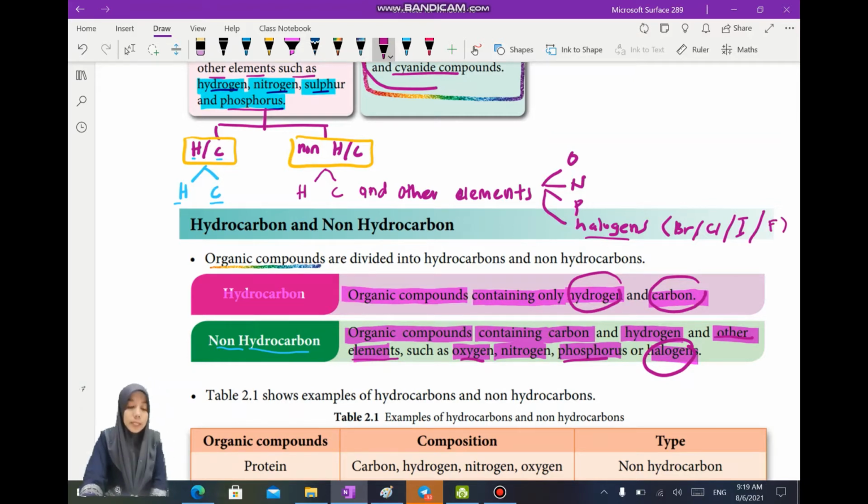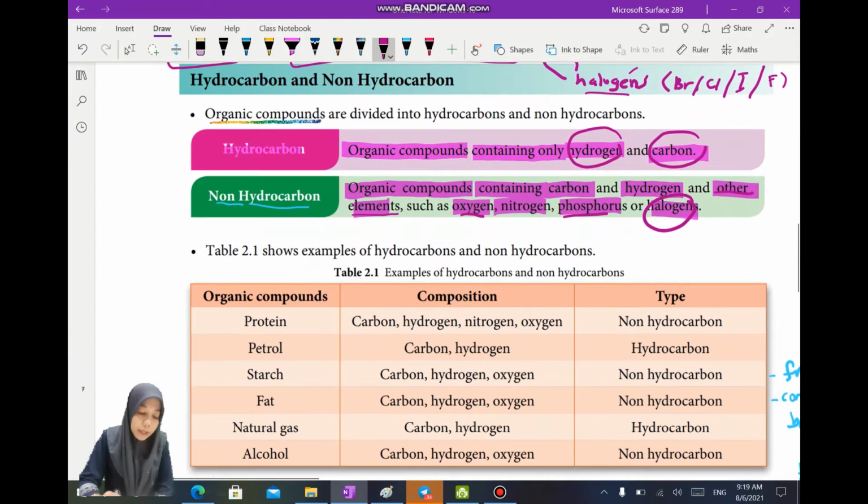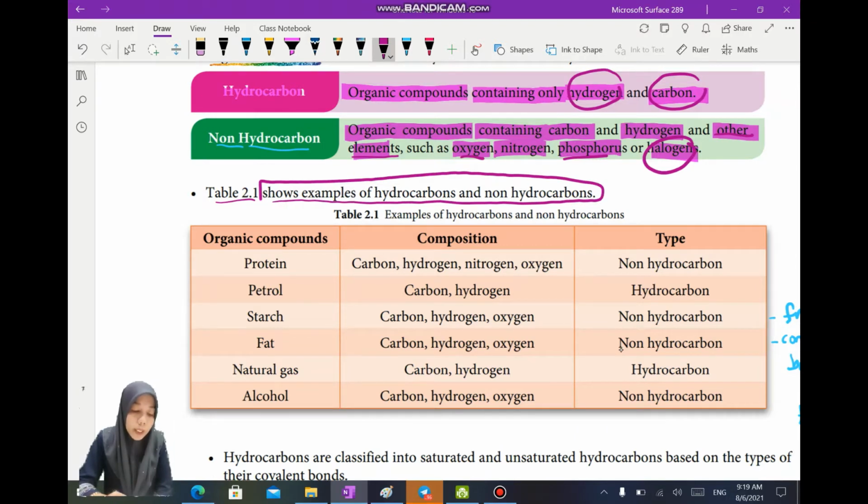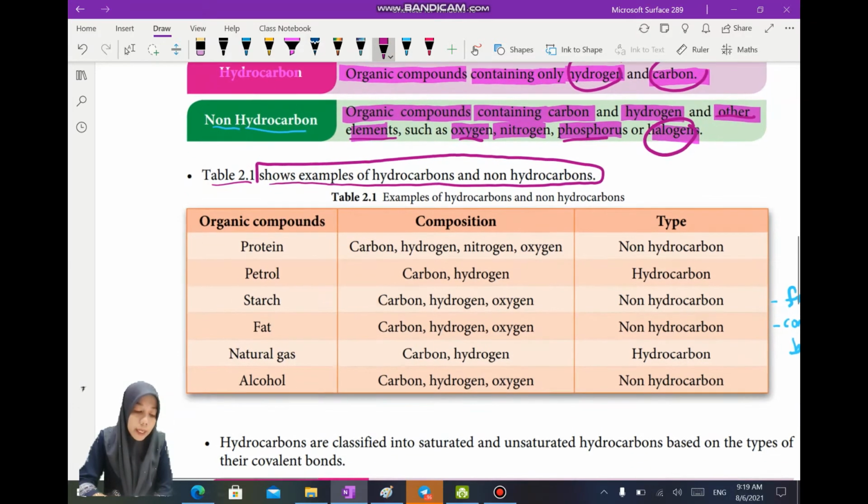Okay, so dapat beza hydrocarbon and non-hydrocarbon. Hydrocarbon contain only H and C. Non-hydrocarbon contain H and C and other elements such as oxygen, nitrogen, phosphorus, or halogens. Okay, get it? Now we look at the examples. Table 2.1 shows examples of hydrocarbon and non-hydrocarbon.